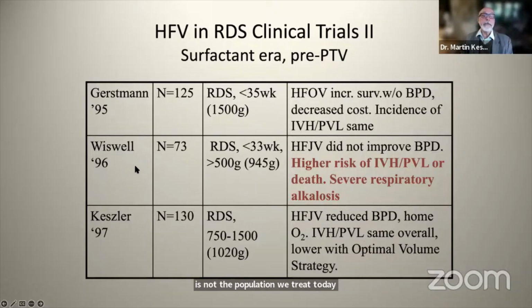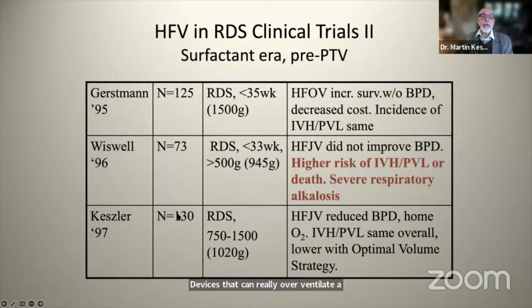Then there were two jet ventilation studies published around the same time. One had catastrophic outcomes, a much higher risk of intraventricular hemorrhage and periventricular leukomalacia or death, but there was severe respiratory alkalosis. So that's a recurrent theme. Jet ventilators and oscillators are powerful devices that can really overventilate a baby.